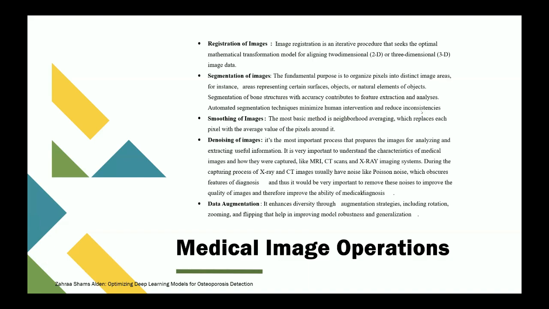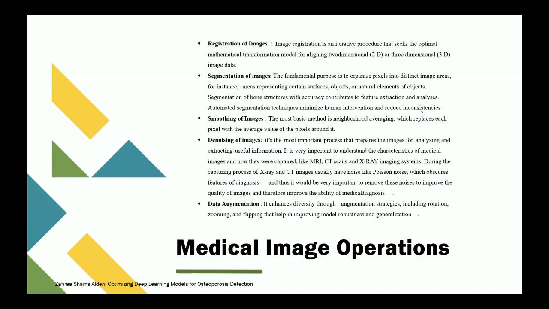If we want to discuss smoothing of images, which is understanding neighborhood averaging, this is the most important methodology or operation that we use for medical images. These replace each pixel with the average value of the pixels around it, which reduces the noise in the images. The next point is denoising the images, which is an important process for analyzing and extracting useful information.